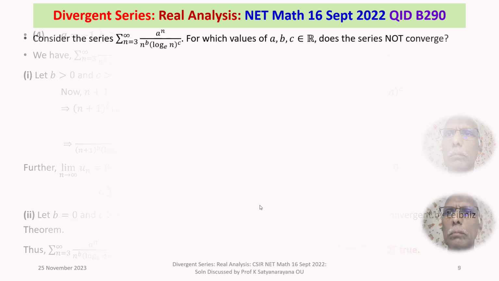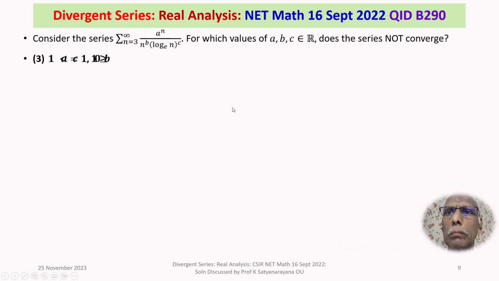Obviously, we have seen 1, 2 and 4 and they are all convergent. So option 3 must be true. But how? We will show you. So this time a equals 1, 1 greater than or equal to b greater than or equal to 0, c less than 1. We want to show that it is not convergent, so to speak, that it is divergent.